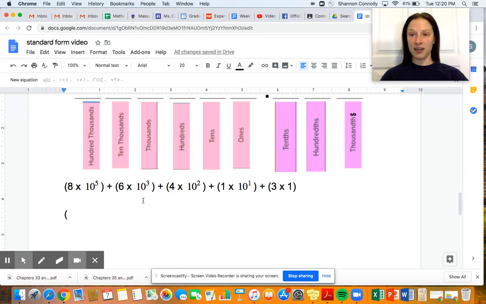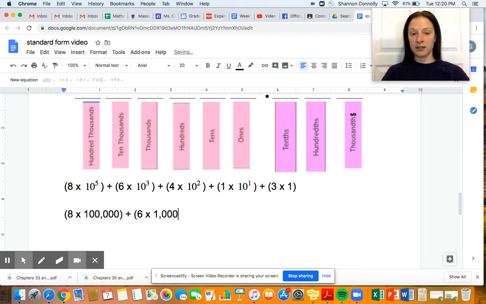So 8 times 10 to the 5th is 10 times 10 times 10 times 10 times 10, which represents the number 100,000. So 8 times 100,000. And you can always go back up to that chart with powers of 10 to help you. Remember, also I gave you a little hint about the number of zeros you're going to see here, but you understand why that's happening because we went over that. So that represents 8 times 100,000. 6 times 10 to the third represents 6 times 1,000. You'll notice something is not here. Then 4 times 10 to the second, you know is 4 times 100 because 10 times 10 is 100. Then you have 1 times 10, which is just 1 times 10, and then 3 times 1.